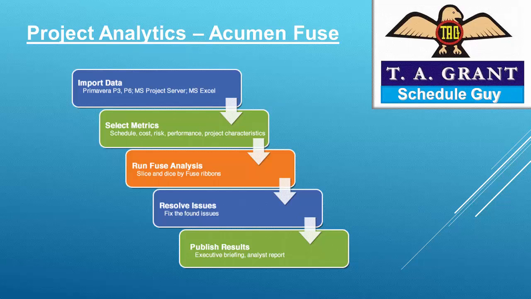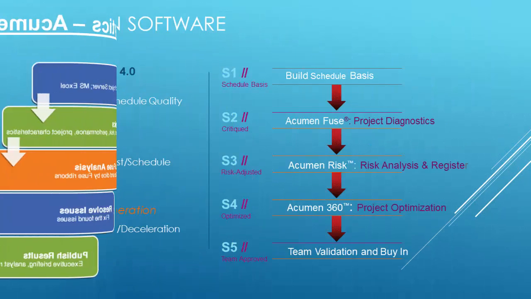We're going to import some data, select the metrics to use on the data. We're going to run a Fuse analysis and figure out what problems there are in the schedule, figure out how to resolve the issues, and then publish the results.